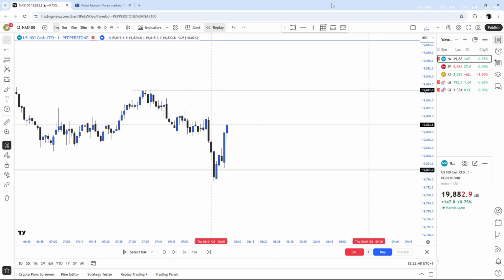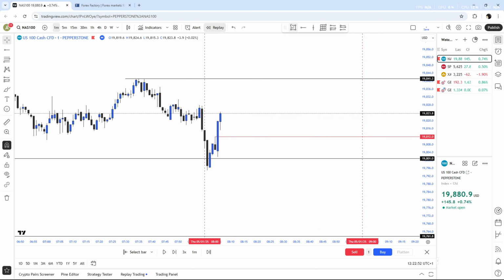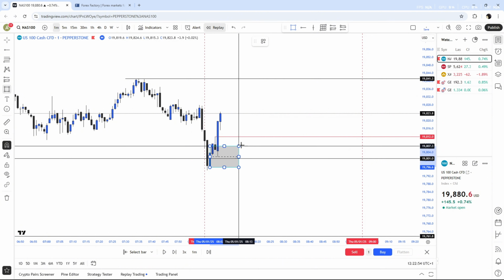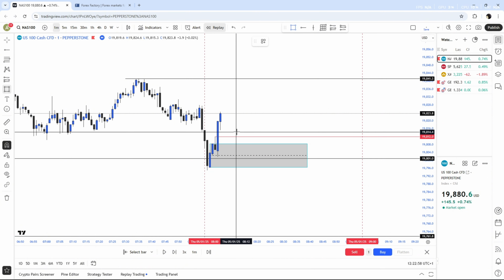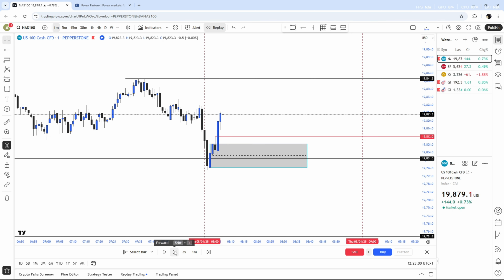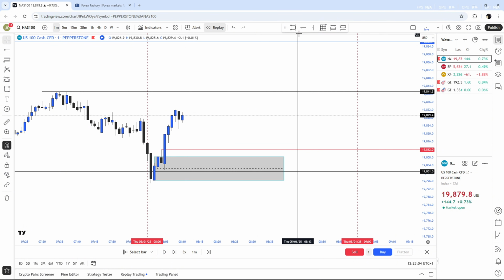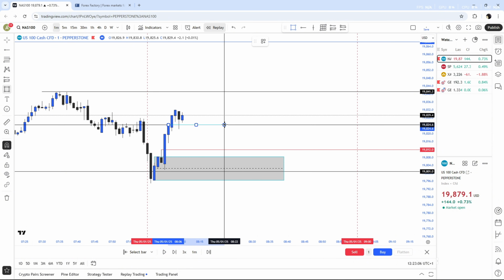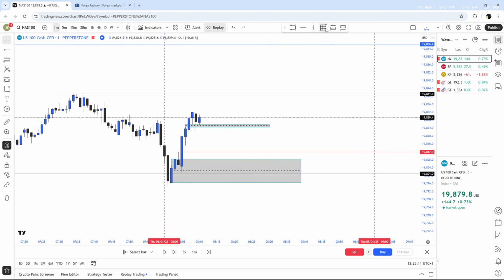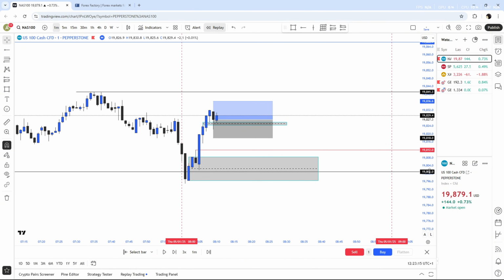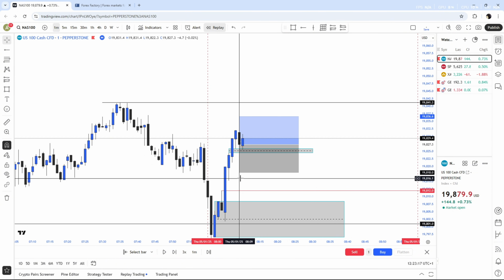So look, we got a breaker structure here. So now, what does that give us? It gives us this breaker block. Alright, there we go. So now we touch this fair value gap, respect it, push up, we close here, so I enter here. What did I enter off of? This 1 minute fair value gap.